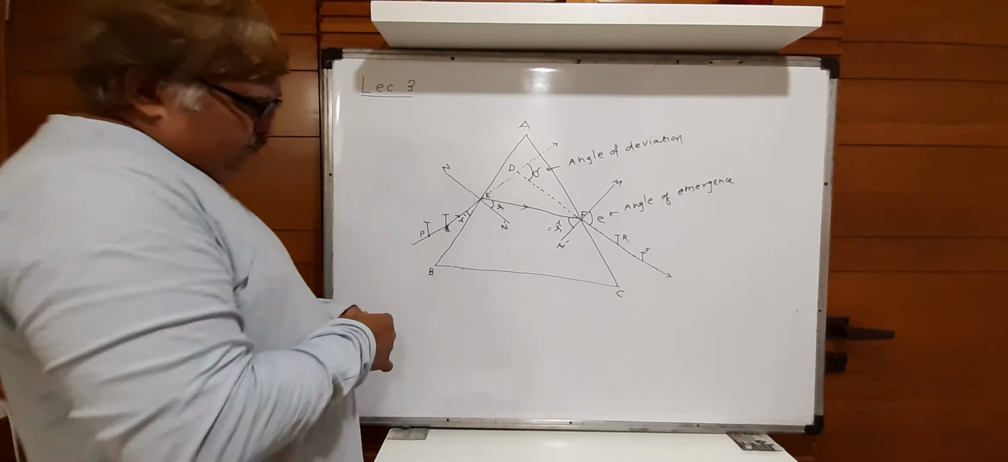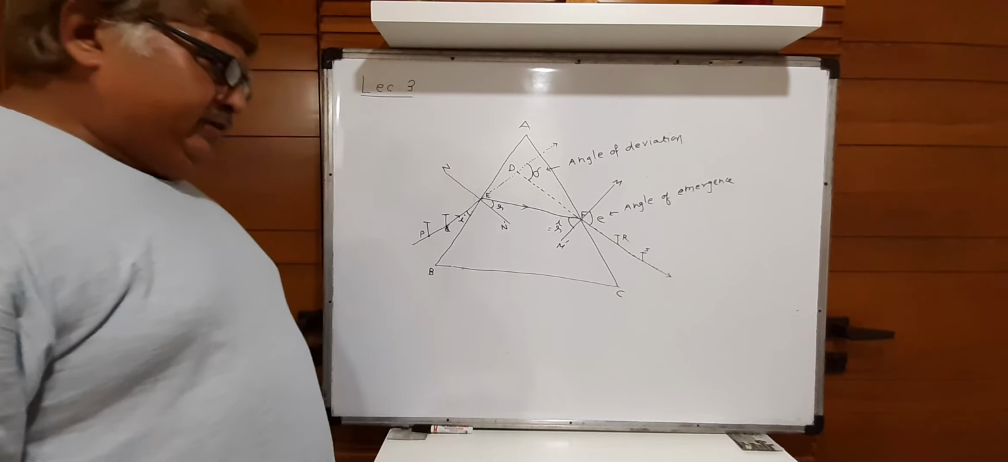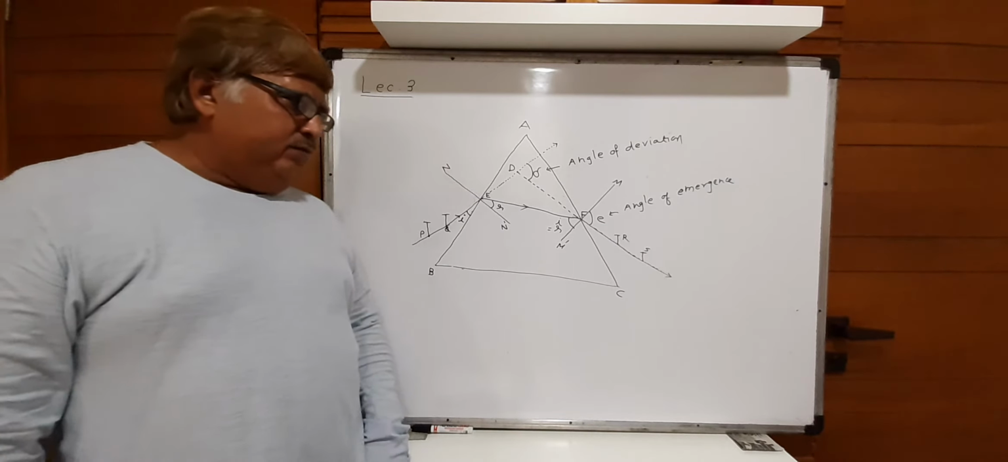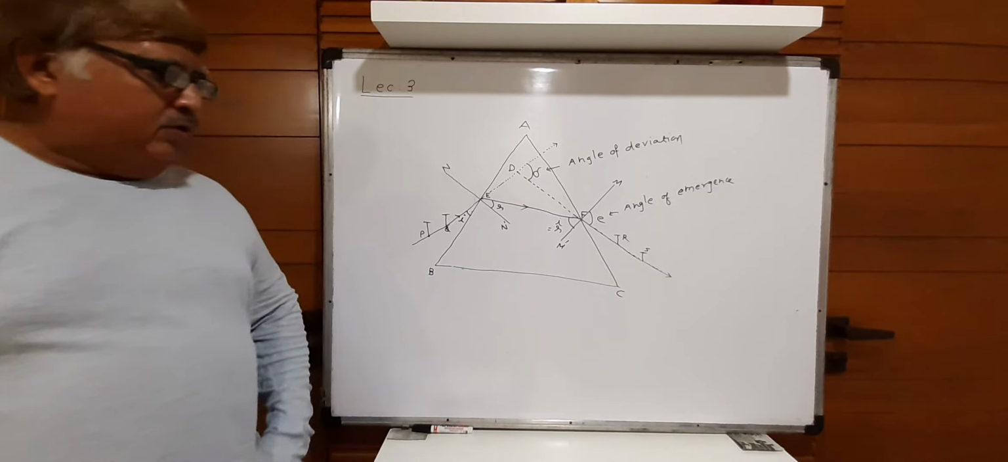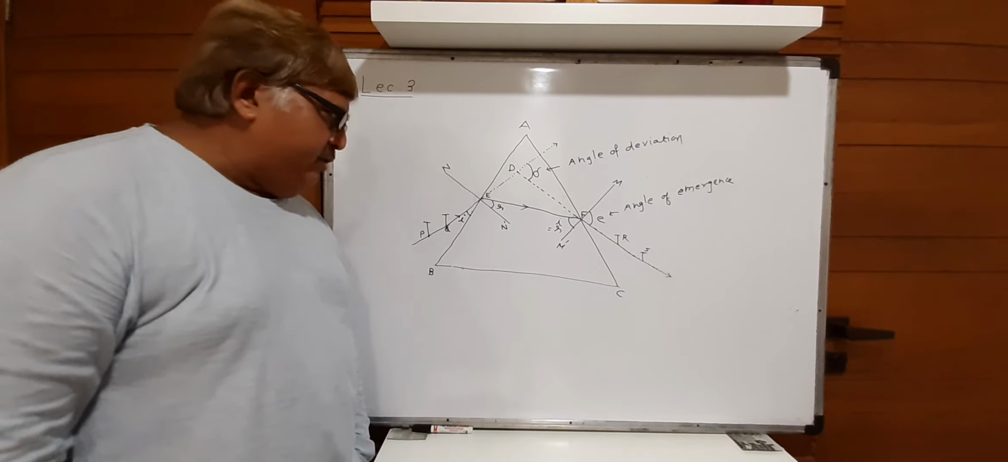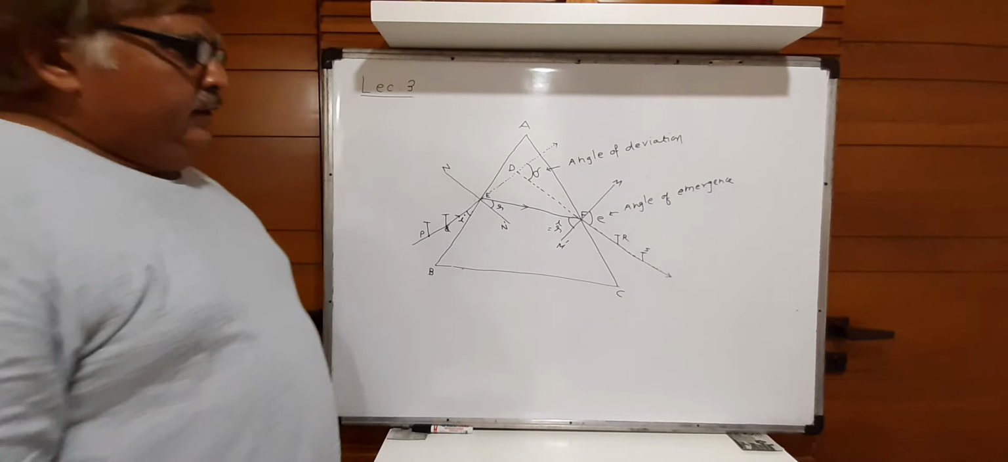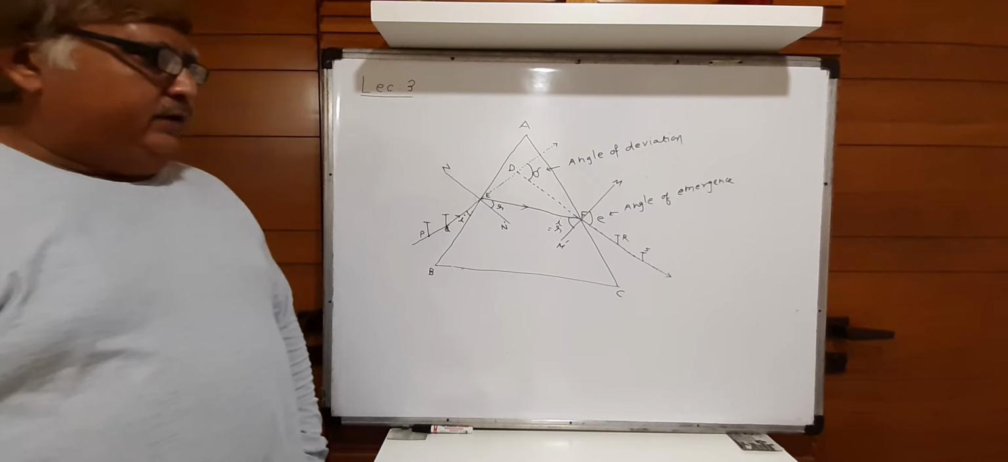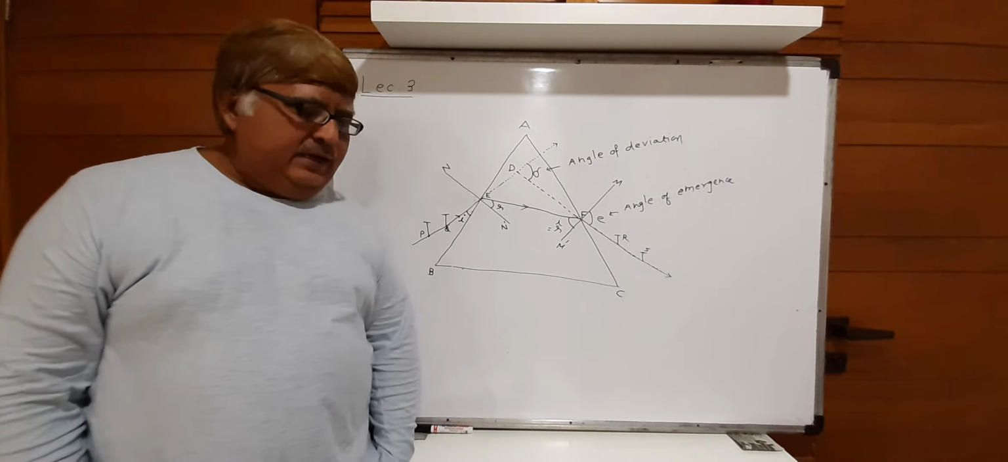Now, the activity has been done, the experiment is over. We have drawn all the outlines necessary, and we have labeled it. Okay, now let us try to summarize and analyze.